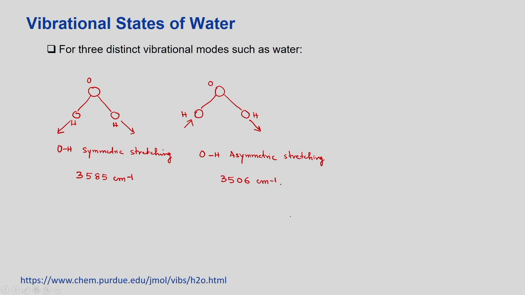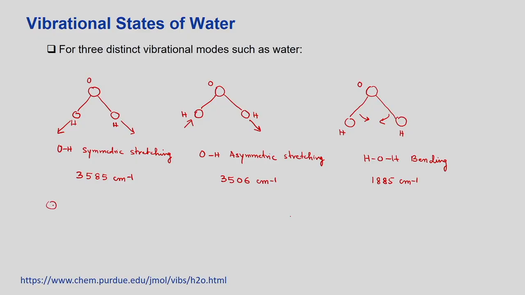Then the final is the bending motion. So what is this bending motion? Something like this. I again make the example of water. So this is oxygen, this is hydrogen, this is hydrogen. So it is bending, HOH bending. When this bond bends, this is seen at 1885 centimeter inverse. So these three frequencies, if you see, the stretching frequencies are higher than the bending frequencies. It implies stretching requires more energy as compared to bending. So bending a bond is easier than stretching a bond.